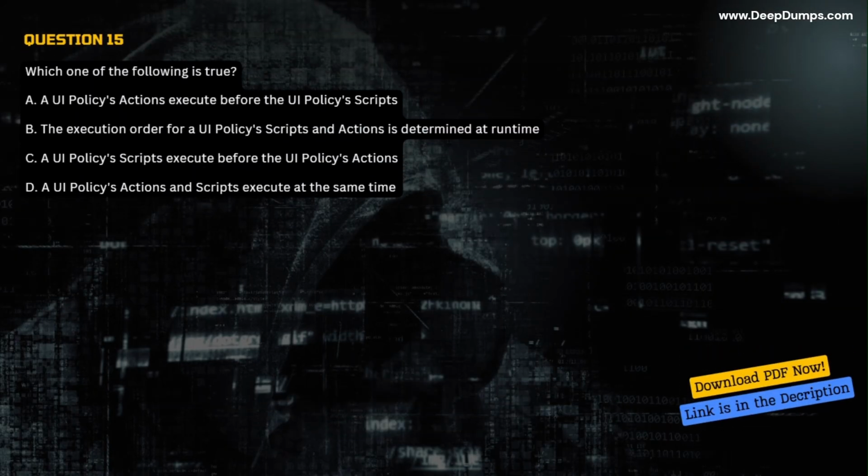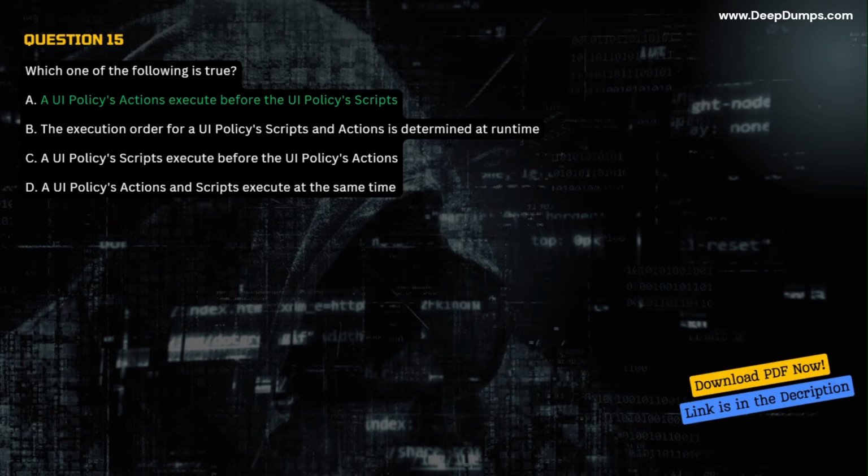Question 15. Which one of the following is true? A. A UI policy's actions execute before the UI policy's scripts. B. The execution order for a UI policy's scripts and actions is determined at runtime. C. A UI policy's scripts execute before the UI policy's actions. D. A UI policy's actions and scripts execute at the same time.